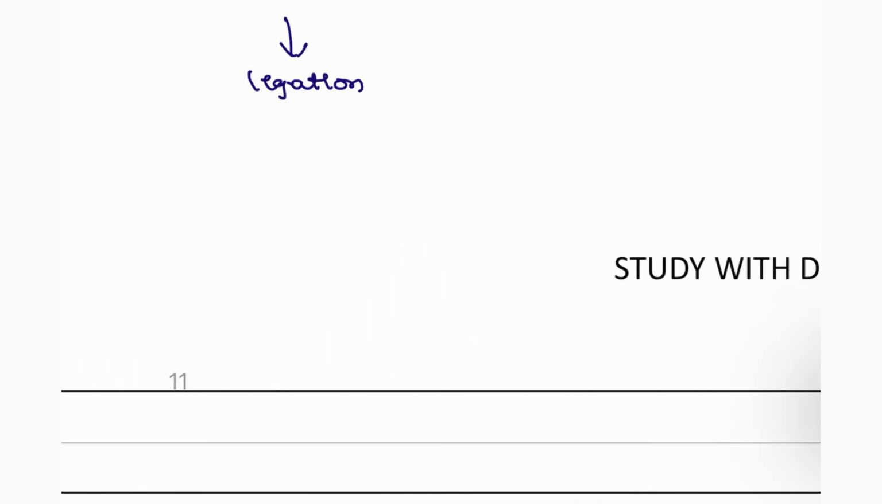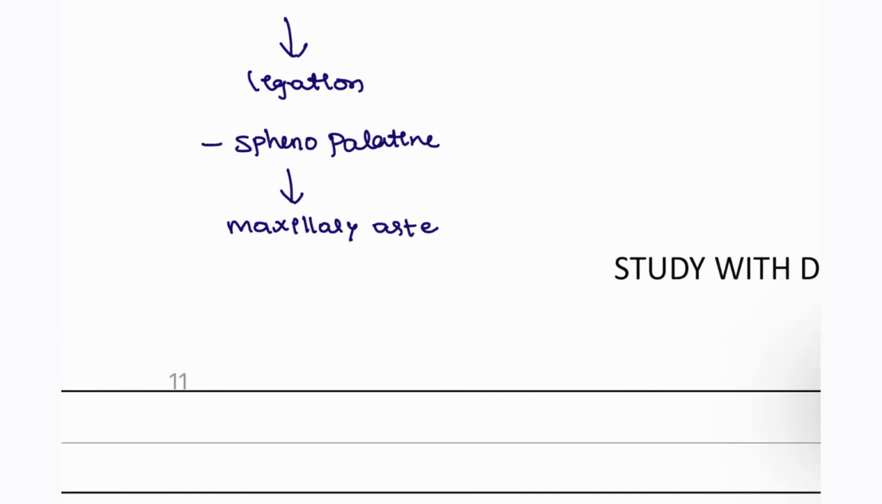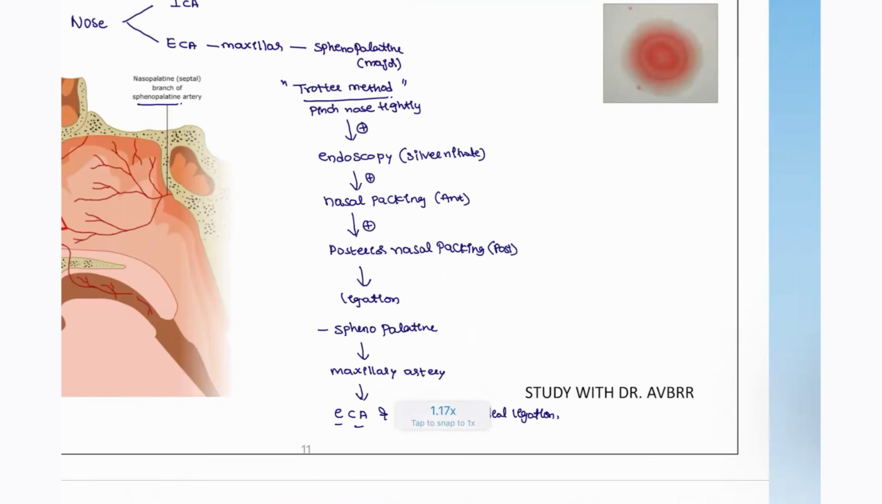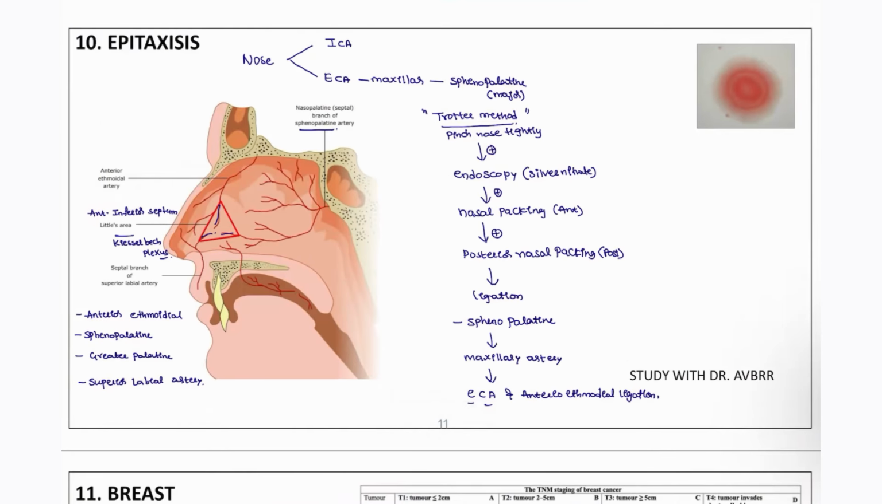So how does the ligation start? First ligation is at the sphenopalatine. Even if it is not controlled, then go for the maxillary artery. If even the maxillary artery ligation does not work, then the external carotid artery should be ligated. Along with that, we are going to block the anterior ethmoidal artery. This is how we proceed and ligation should be done. This is how to control patients who come with epistaxis.